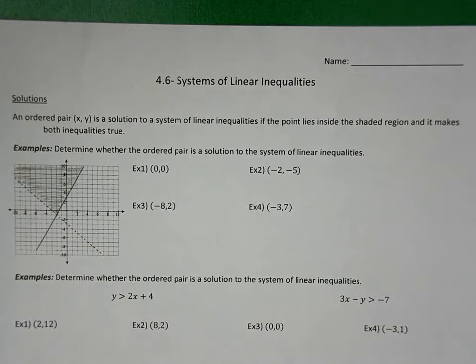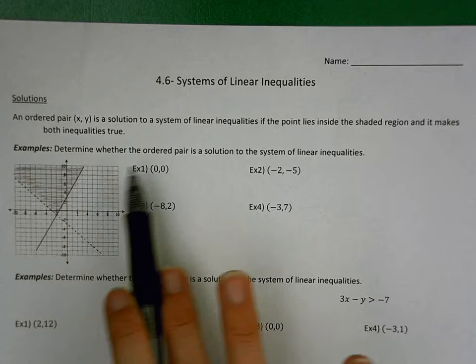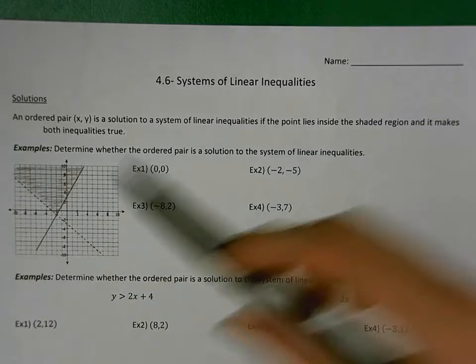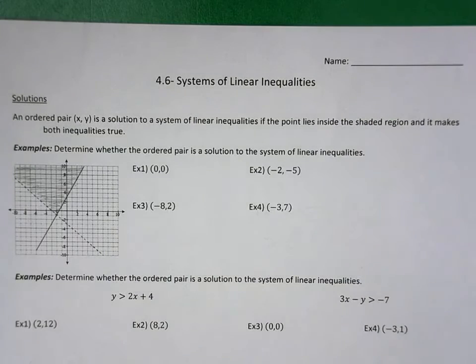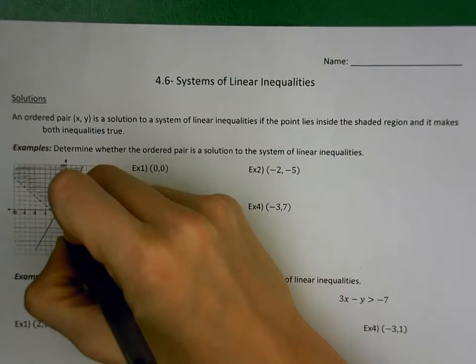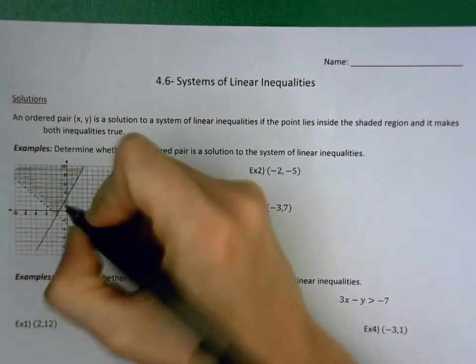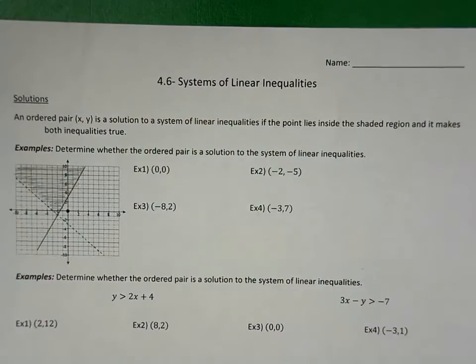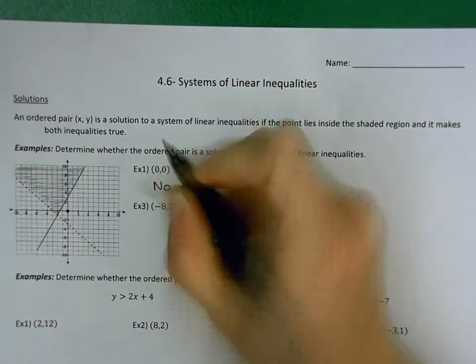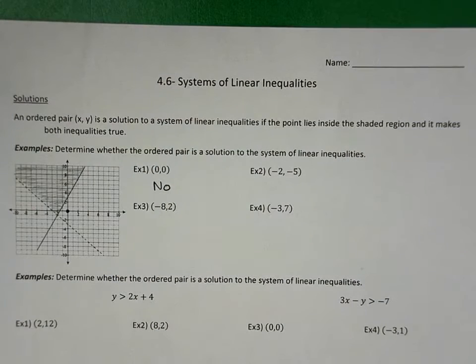Okay, so here we go. First one. We are asked to determine whether the ordered pair is a solution to the system of linear inequalities. We're given a graph, and so we're going to be using this first idea. The point has to lie inside the shaded region. And so for example 1 here, I'm asked, is 0, 0 a solution? Well, 0, 0 sits right there. Okay, it's not inside my solution area, inside my shaded region, and so this is not a solution to my system. Okay. And that's literally it.